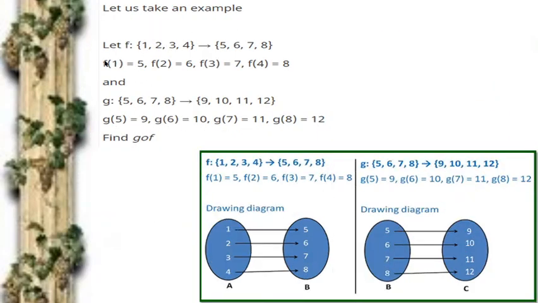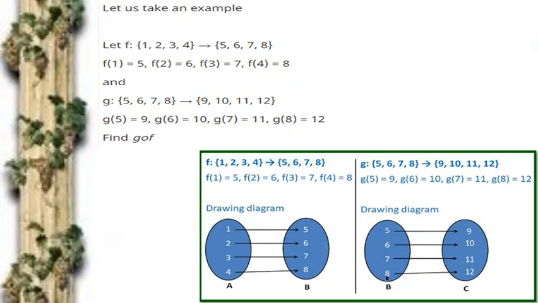Let's take one example. Let function f be defined from this set to this set in such a way that f of 1 is 5, f of 2 is 6, f of 3 is 7 and f of 4 is 8. If we draw the arrow diagram of this function, it will be like that. 1 is mapped with 5, 2 with 6, 3 with 7 and 4 with 8. Now function g is defined in such a way that g of 5 is 9, g of 6 is 10, g of 7 is 11 and g of 8 is 12, and the arrow diagram will be like that. Now we have to find gof.